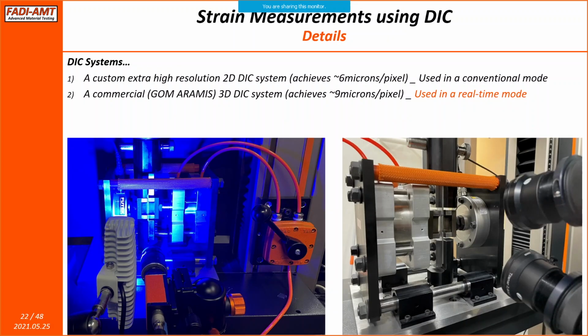The next important thing was the DIC systems. So we did use two different types of DICs. First was a custom FADI AMT extra high resolution 2D DIC system, which gave us 6 microns per pixel density. And this one was used in a conventional mode. The second one that we used is a commercial GOM Aramis 3D DIC system, which was used in real-time mode.